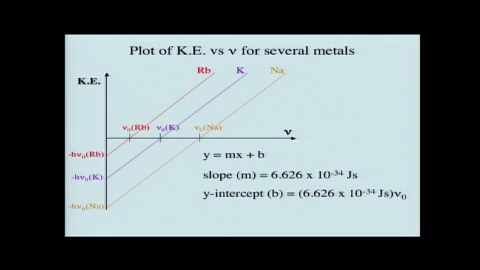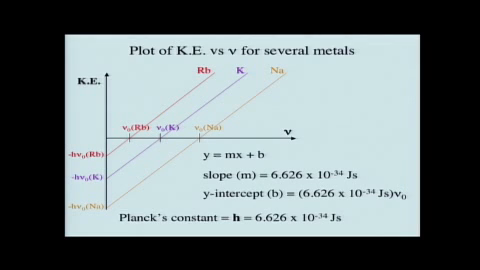And he also found that the y-intercept for each one of these metals was equal to basically this number here, which was the slope times the minimum frequency required of each specific metal. So that's the threshold frequency.